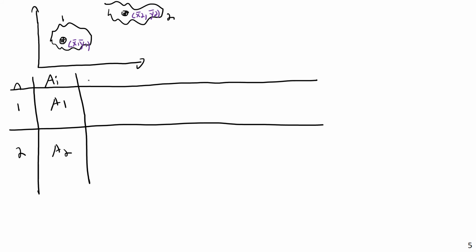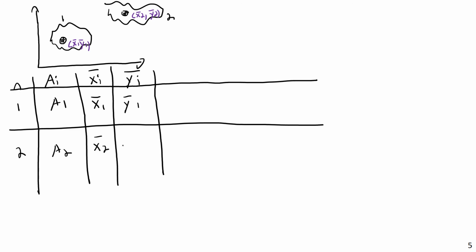Then I would have an x bar i, the x coordinate of the centroid of that given piece, and the y bar i, the y coordinate of the centroid for each of these pieces. And this would just be whatever that coordinate is, x bar 1, and whatever that coordinate is, y bar 1. And then for this one, this would be x bar 2, whatever that x coordinate happens to be, and then the y bar 2, whatever that coordinate happens to be.